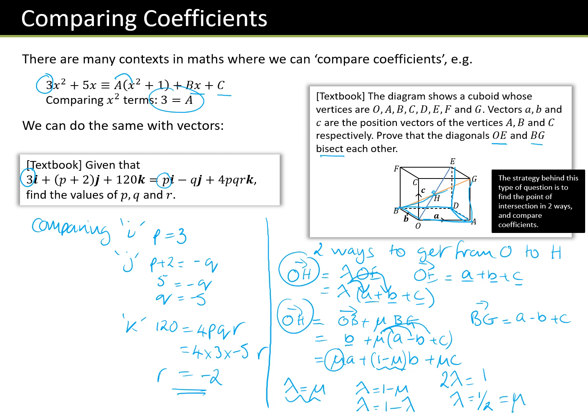So putting those numbers back in, you can see the O to H here will be half of O to E, and then here with mu being a half, you're going to go to B and then do half of that. So because it's a half, that does prove that the diagonals across the cube do bisect each other, and they meet at H, which is halfway along B to G and halfway along O to E.